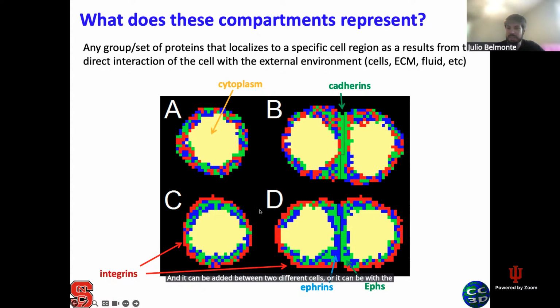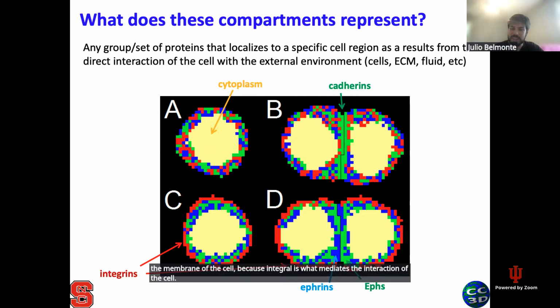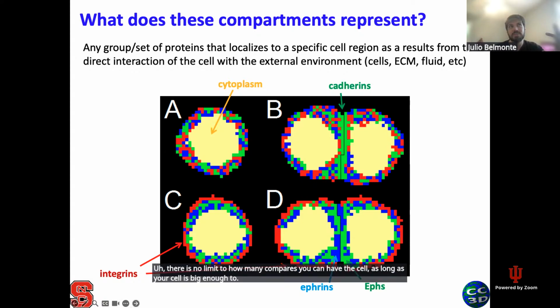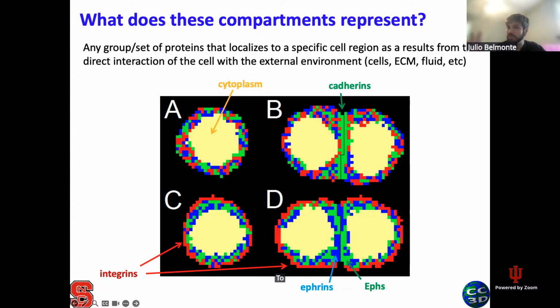If your medium represents the ECM, for example, and your red compartment represents the integrins, then as soon as your cell is surrounded by medium, which represents the ECM, this red compartment localizes to the membrane of the cell, because integrins are what mediate the interaction of the cell with the ECM. So you can also have that, and you can combine all this together and have multiple compartments inside the cell. There is no limit to how many compartments you can have in the cell, as long as your cell is big enough to host all of those compartments.